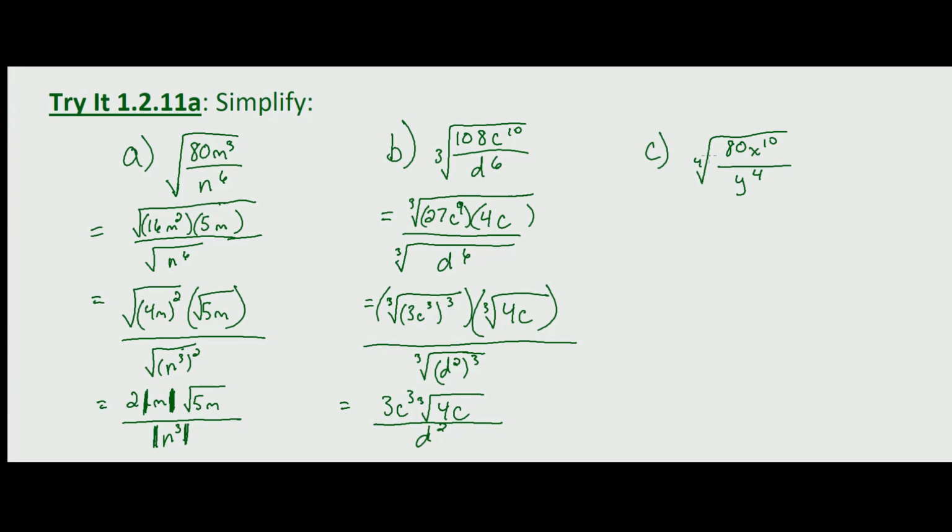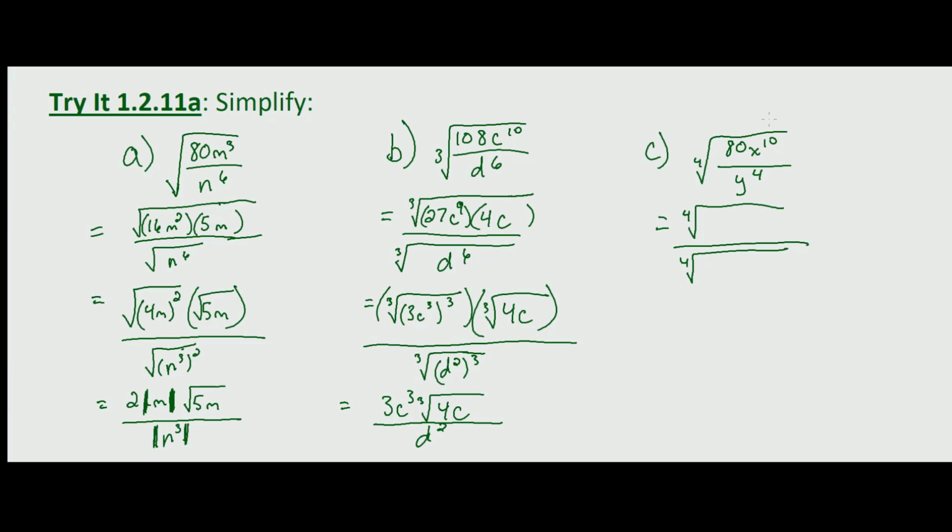With part C, we have the 4th root of 80x to the 10th over y to the 4th. Again, what's under the radical won't simplify, so we break it apart into 2 separate radicals, one in the numerator, one in the denominator. We're looking for perfect fourths. 80 divided by 2 is 40. That's not something to the 4th root. 80 divided by 4 is 20, same thing, not a perfect fourth.